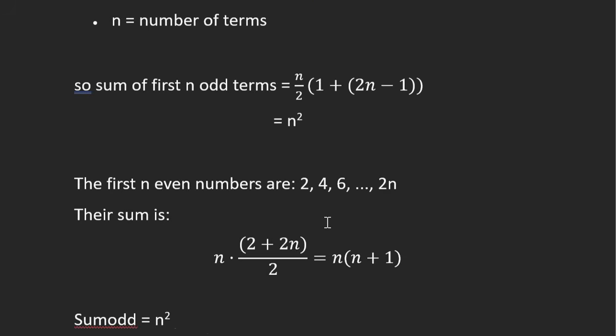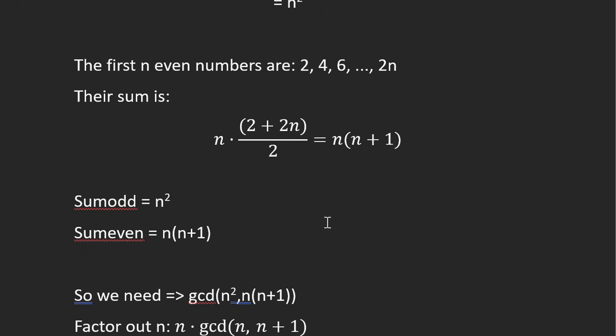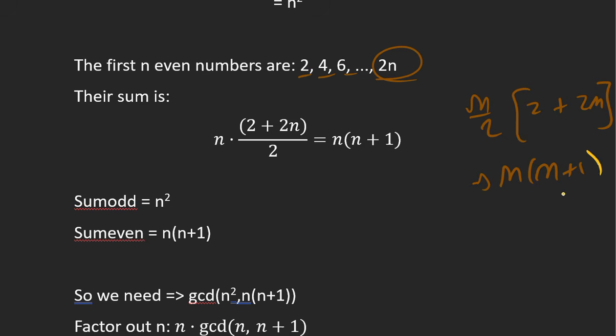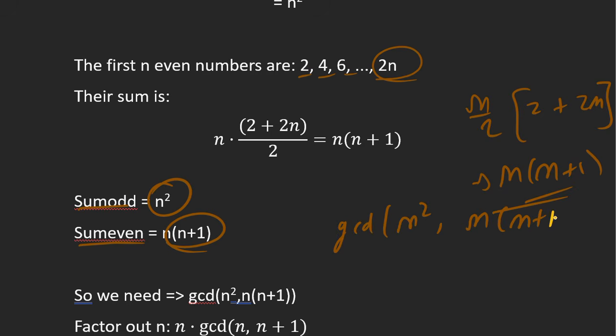Then if you see the first n even numbers, they are 2, 4, 6 and so on up to 2n. If you use the same formula, that is n by 2, first term is 2 and last term is 2n, so it will be n into n plus 1. So we get sum odd is equal to n square and sum even is equal to n into n plus 1. Now what we need to do is find the GCD of n square and n into n plus 1.